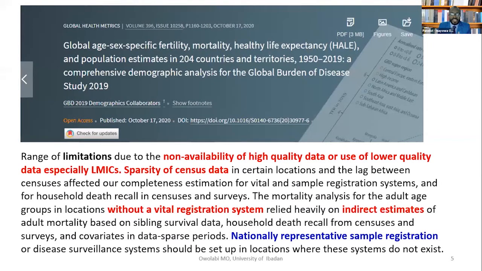But again, what are the challenges with the data that we have, particularly from the African continent? Well, there is non-availability of high-quality data. And in fact, some of the GBD estimates have no choice but to use low-quality data from LMICs, including African countries. The sparsity of census data, and in many places, there are no vital registration systems, and of course, estimates are sometimes indirect. And many times, they are also not nationally representative. So there's really a very, very big room for improvement. And of course, data science and mobile technology may be the way to go to assist us with this.